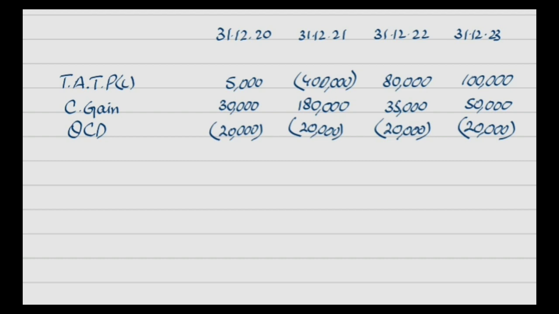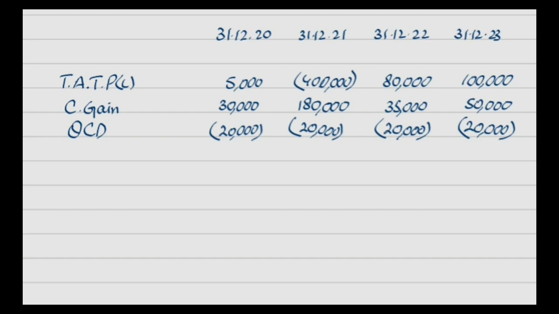Like in the first year, the year in which we have sustained a loss, this is an amount of 4 लाख लॉस एंड 1,80,000 इनकम. सो 4 लाख में से 1,80,000 आपका सेटअप हो जाएगा, बाकी आपकी इनकम हो जाएगी ज़ीरो, जो कि QCD को वेस्ट कर देगी.